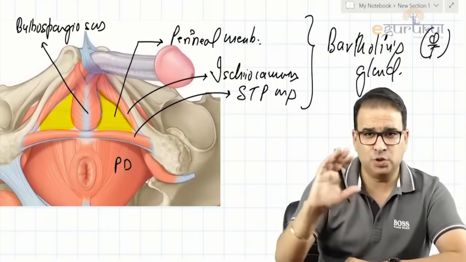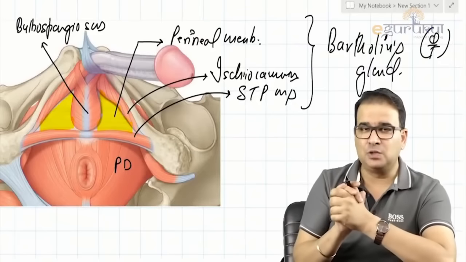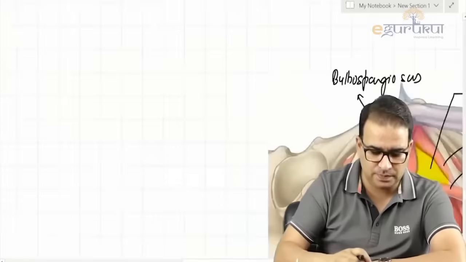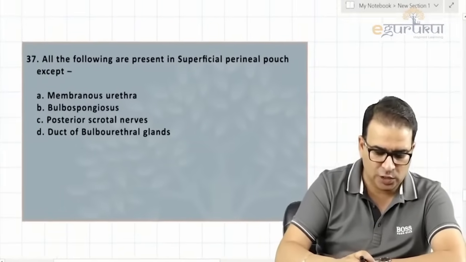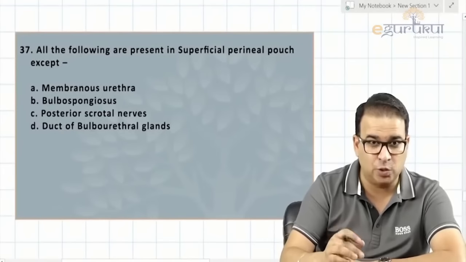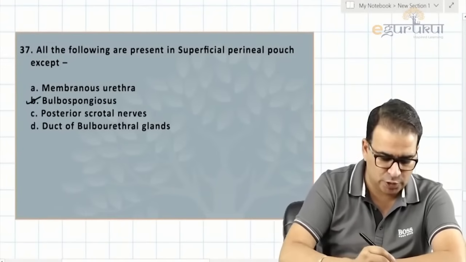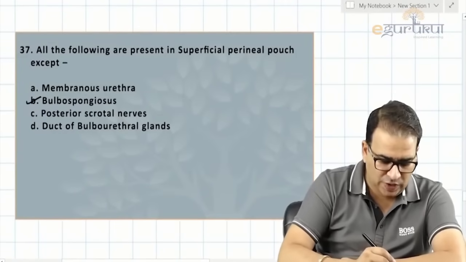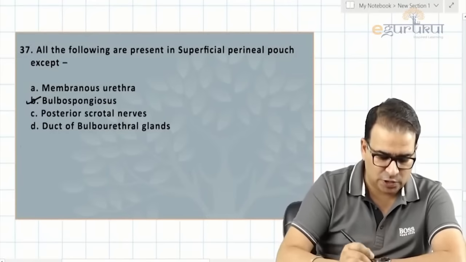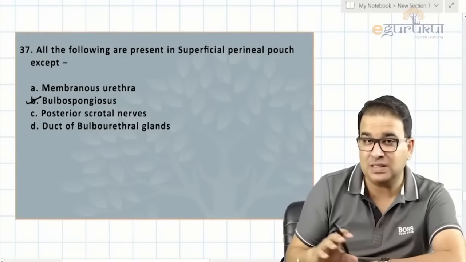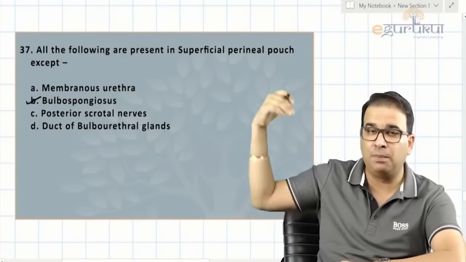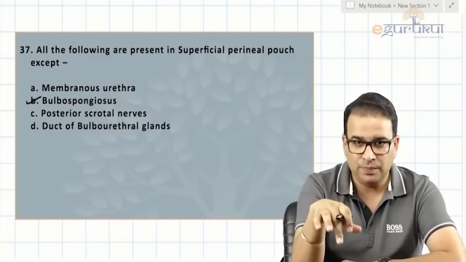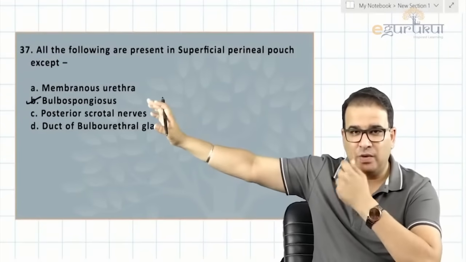Just the major content. So these are the main contents that you need to keep in mind in the superficial perineal pouch. Let me take you back to the question, and then again I'll go to the deep pouch. So here it says all the following are present in the superficial perineal pouch except. Now, we already saw the muscle bulbospongiosus there. Now we have to justify the other options here, guys. Posterior scrotal nerves and vessels, duct of bulbourethral gland, because we said the male gland is present in the deep pouch, but the duct of bulbourethral gland has to come down.